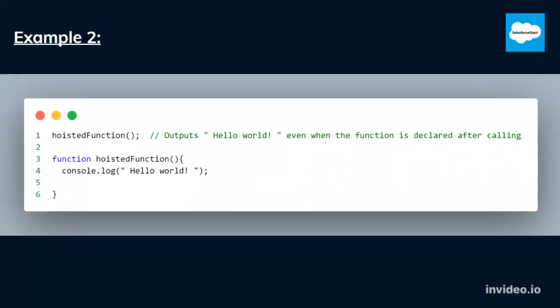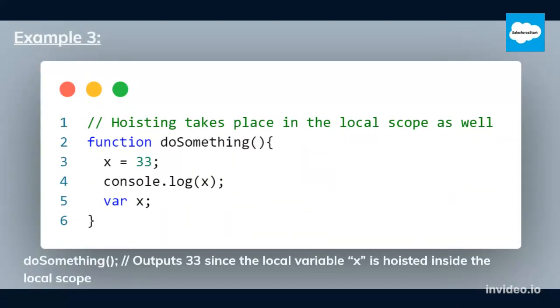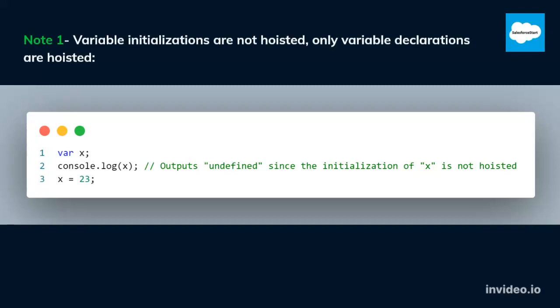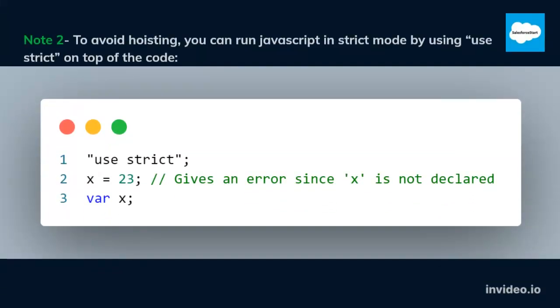Example number 2. Output for this code is Hello World, even when the function is declared after calling. This code shows that hoisting can take place in the local scope as well. Note number 1. Variable initializations are not hoisted, only variable declarations are hoisted. Look at the below example, output is undefined since the initialization of X is not hoisted. Note number 2. To avoid hoisting, you can run JavaScript in strict mode by using useStrict on top of the code. This example shows the same.